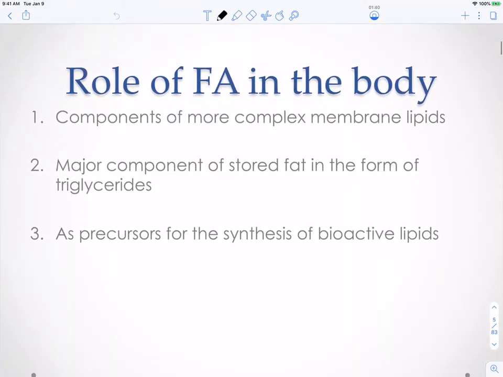So in general, the role of fatty acids in the body are going to be components of our lipid bilayer. All membranes will have fatty acids, of course, as part of their structure. They're also going to be a major form of stored energy. So the stored energy form is triglycerides, also known as TAGs, triacylglycerol, etc. They are going to be precursors for bioactive lipids. So platelet activating factor, which does what it says, it activates platelets, is an active lipid, and also for energy. So this is beta oxidation.